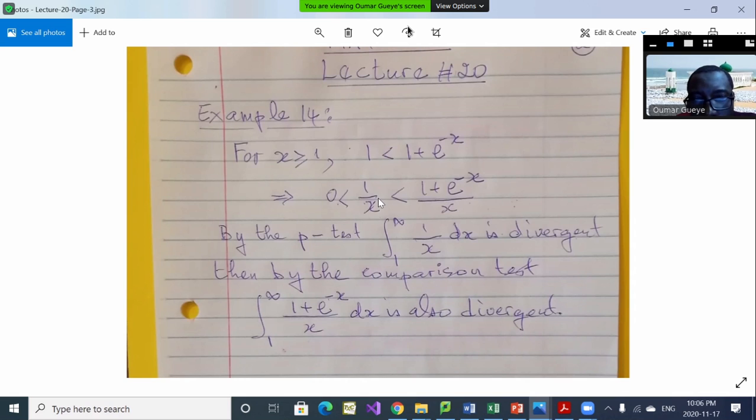The first p-test says when p equals 1, it's divergent. So it means the integral of this function is divergent, equal to positive infinity. It means this one doesn't have a choice but to also be positive infinity, because this is positive infinity. And that's what we conclude here. It's also divergent.